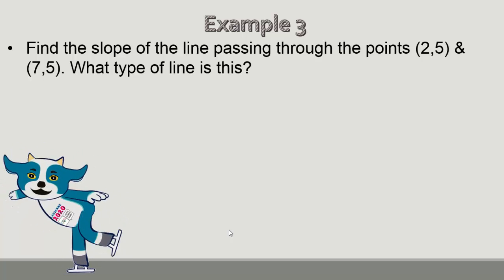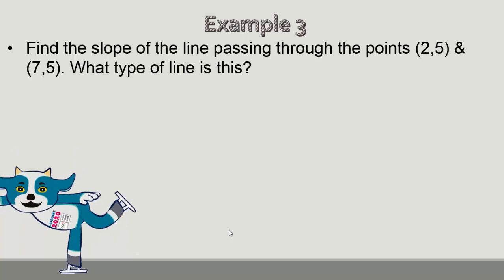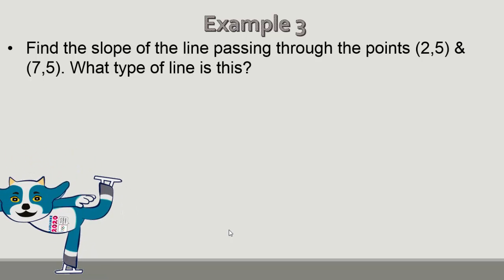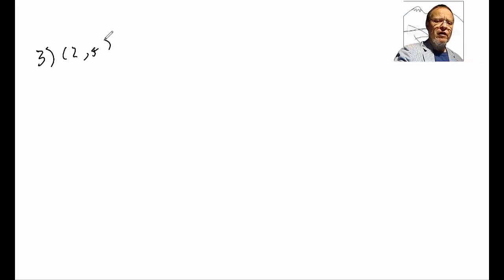In example number 3, we're asked to find the slope of the line passing through the points 2, 5, and 7, 5. And we're also asked to figure out what type of line this is. So let us go over to the whiteboard and work this out. In example number 3, we are given the points 2, 5, and 7, 5.